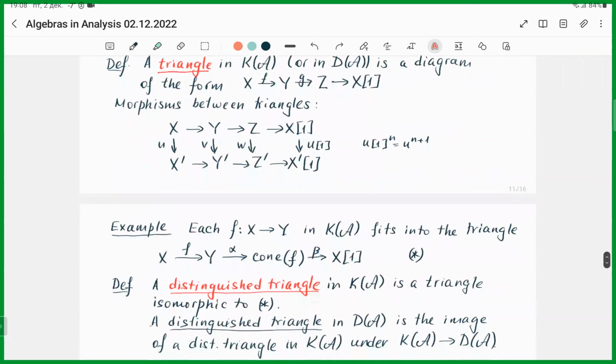And here's an important example of a triangle. Suppose we have a morphism f in the homotopic category. Then each such morphism fits into the following triangle. I have already defined the inclusion of Y into the cone of f and the projection of the cone onto the shifted X. So if we add X to the left of this diagram, we get a triangle in the homotopic category. By definition, a distinguished triangle in the homotopic category is a triangle isomorphic to a triangle of this form. In the derived category, we define a distinguished triangle to be the image of any distinguished triangle in the homotopic category under the canonical functor from K(A) to D(A).